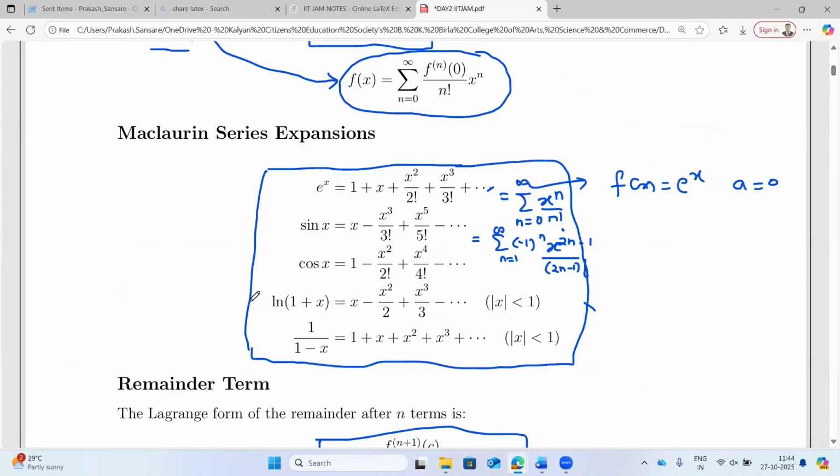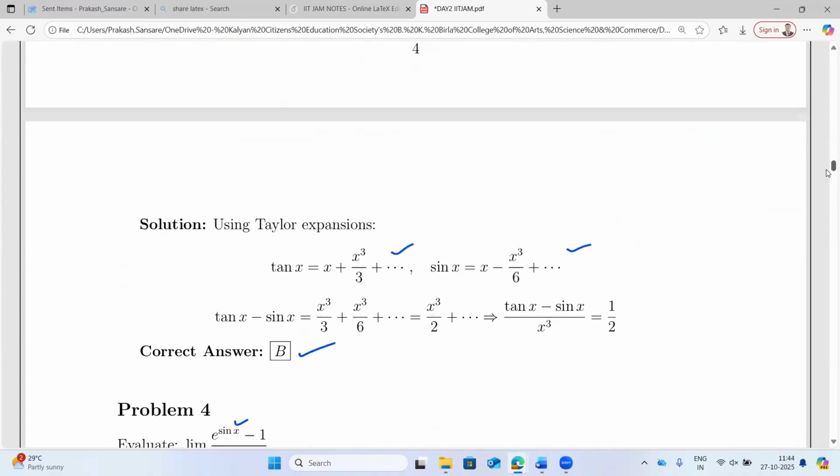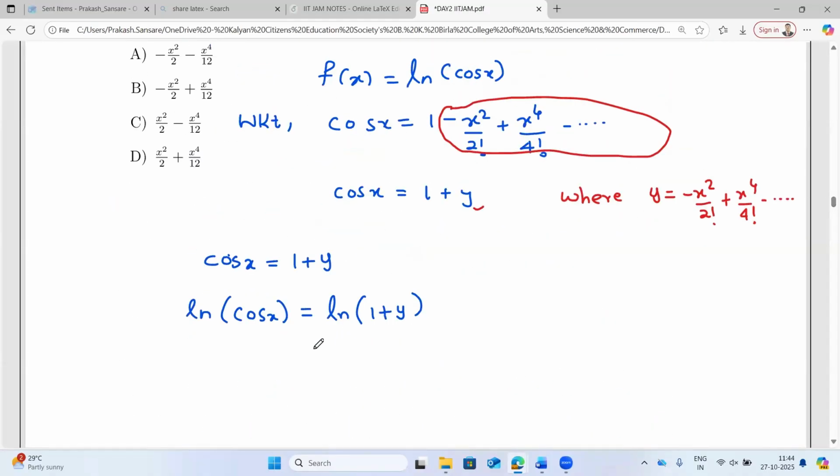One, the very first series: ln of 1 plus x is equal to x minus x squared by 2 plus x cubed by 3 minus, and so on and so forth. So let's apply that here. Assuming that mod x is less than 1, so here mod y is less than 1, it will be y minus y squared by 2 plus y cubed by 3 minus, and so on and so forth.